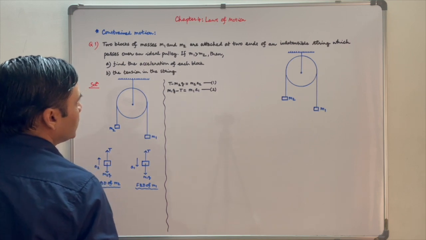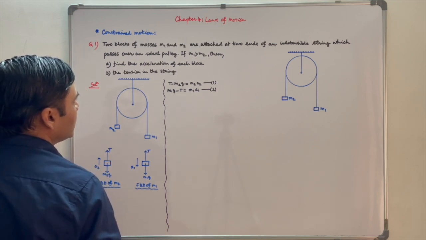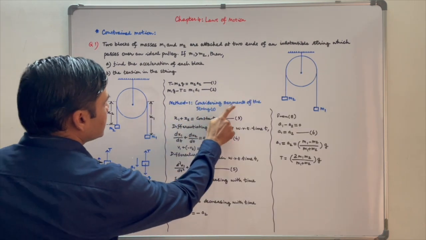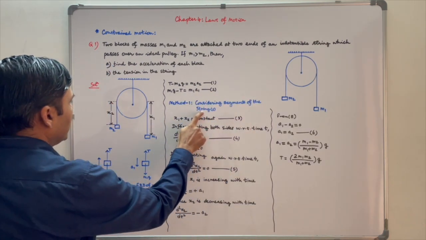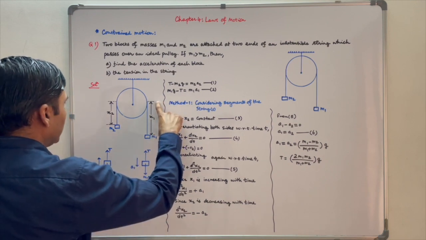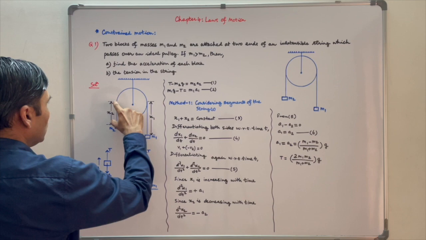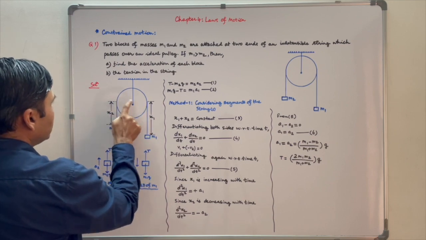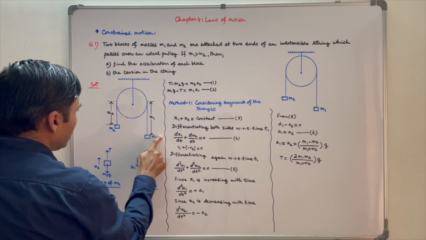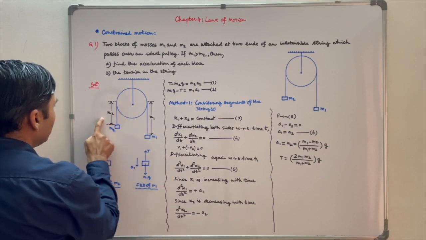So, time to figure out that constraint relation, that is, the relation between a1 and a2. First method: considering segments of strings. Consider at t equal to 0, the length of this segment is x1 and the length of this segment is x2, where these are the points where the string starts touching this pulley. As time passes, this block moves down and this block moves up.